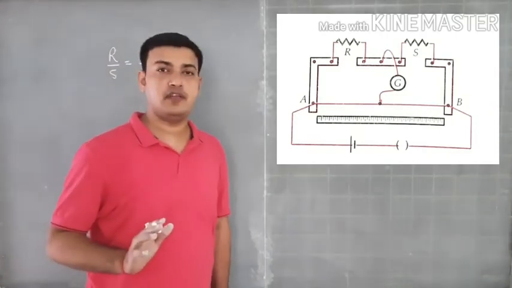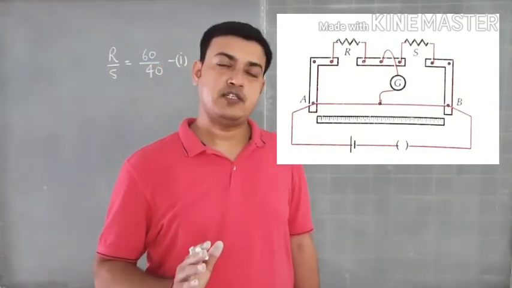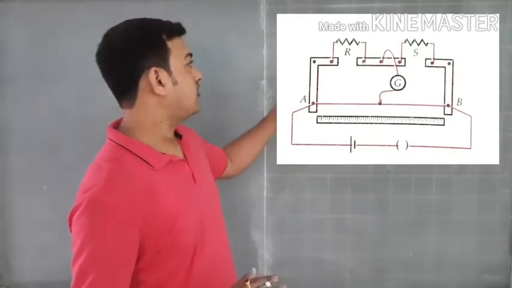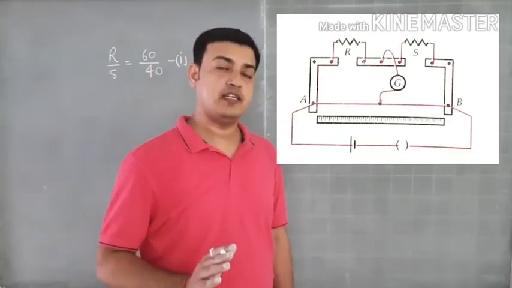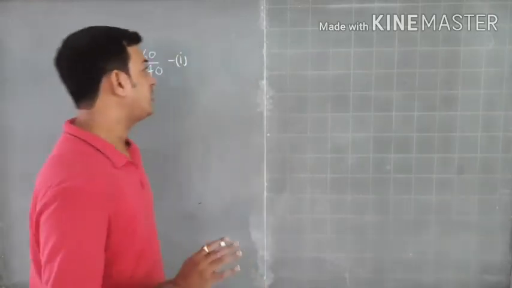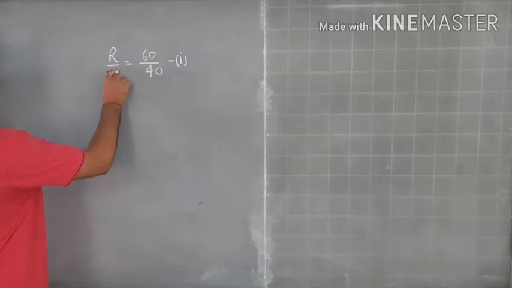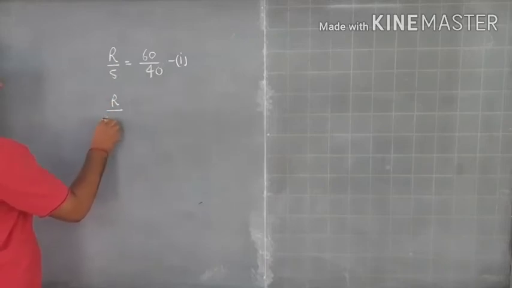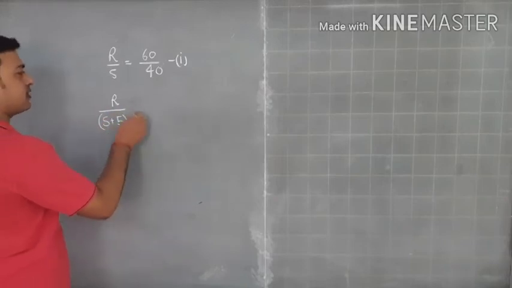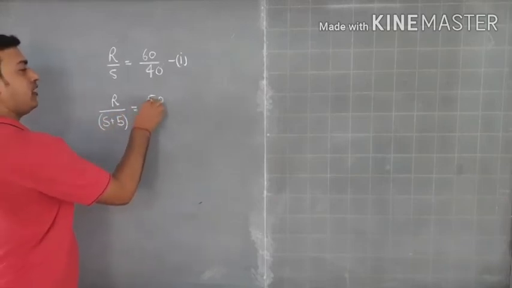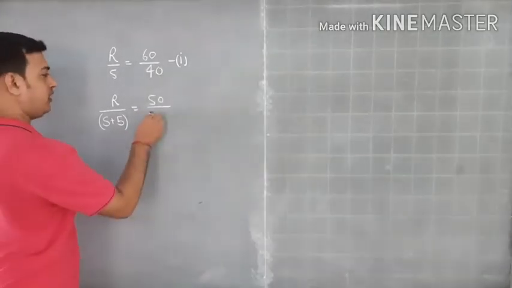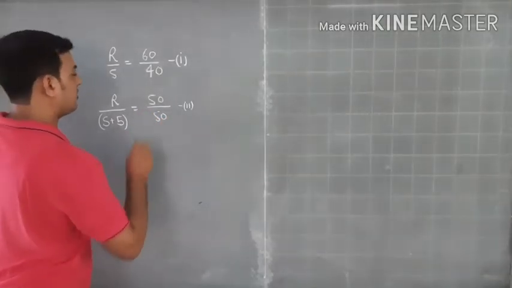Now as per the condition, when you introduce a resistance of 5 ohm in series with the resistance S, the balance point shifts to 50 centimeter. So when 5 ohm is connected in series with S, the total resistance will be S plus 5. For the next condition, R remains unchanged. The net resistance is S plus 5, and now the balance occurs at 50, so the remaining will also be 50, and this is equation number 2.